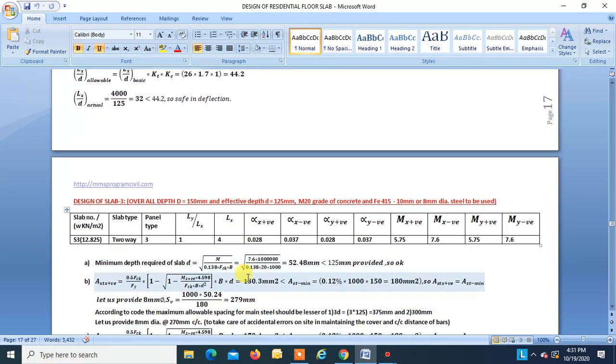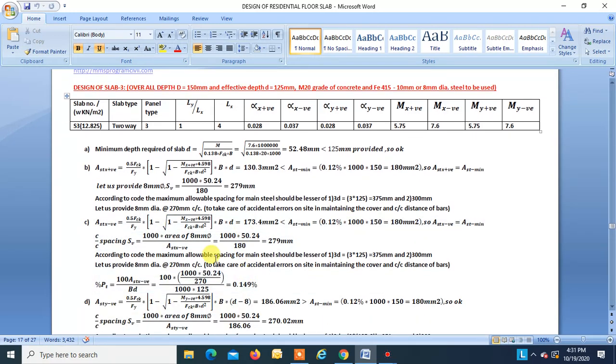Now let us come to slab 3. Same procedure. Overall depth is 150, effective depth 125, M20 grade concrete, Fe415 steel, and we'll use 8 dia bars. Minimum depth required is 52.48. M is the maximum moment, that is 7.6 over here. So this is okay, and it is a singly under reinforced rectangular section, so we can use this formula.